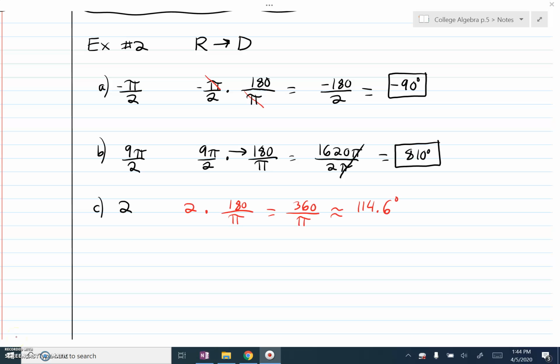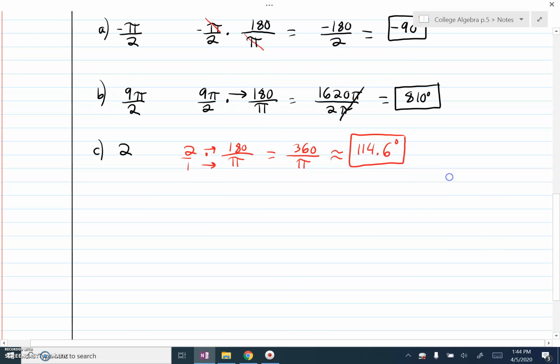Okay, here's what I got for C. You have 2, which is just 2 over 1, if that helps you. And then you multiply straight across. In this case, the pi's do not cancel, so you get 360 over pi. You divide that, and you don't quite get a whole number, but that's okay. It's about 114.6 degrees. Okay, so that's pretty much all the work for today.